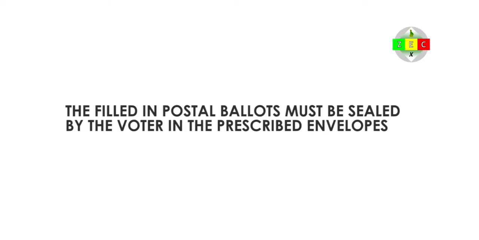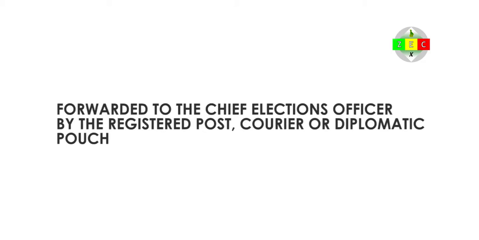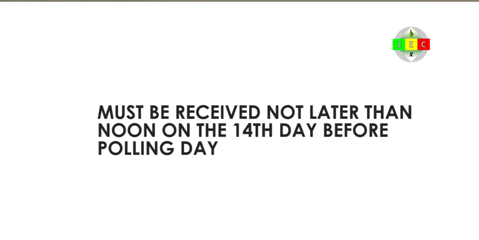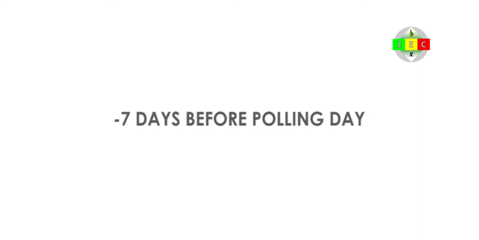The filled-in postal ballots must be sealed by the voter in the prescribed envelopes and forwarded to the Chief Elections Officer by registered post, courier, or a diplomatic pouch. These completed postal ballots must be received by the Chief Elections Officer not later than noon on the 14th day before polling day. The Chief Elections Officer will then ensure that each postal voter envelope is sorted and forwarded to its appropriate constituency elections officer, such that it arrives no later than 7 days before polling day.